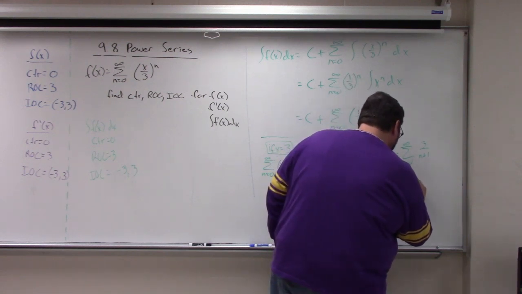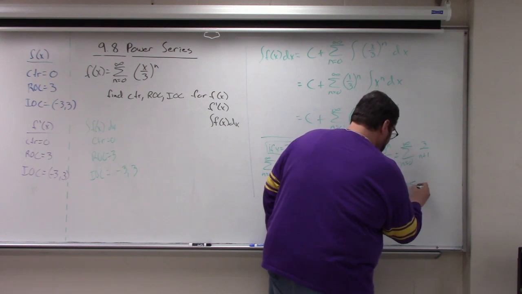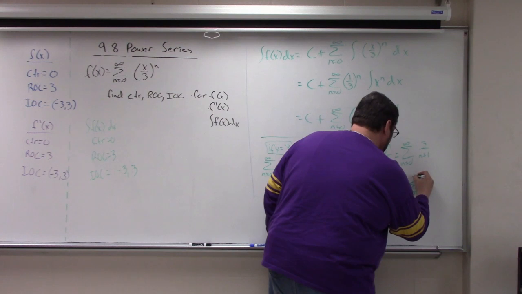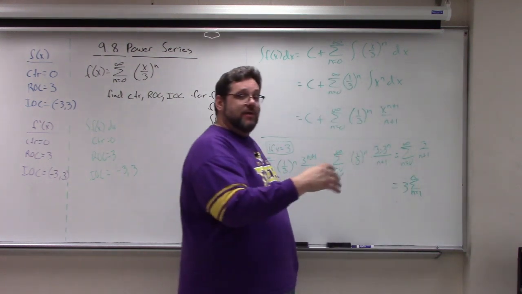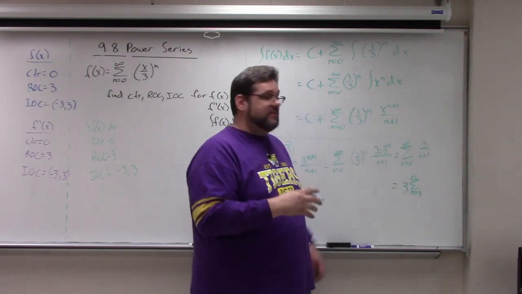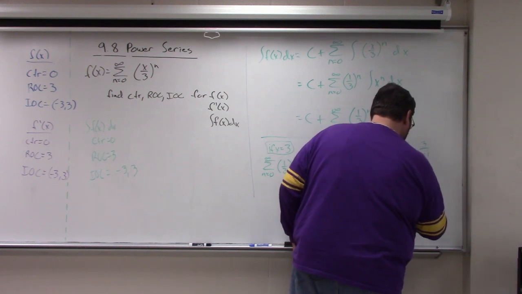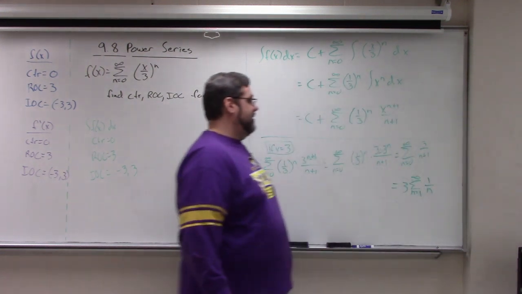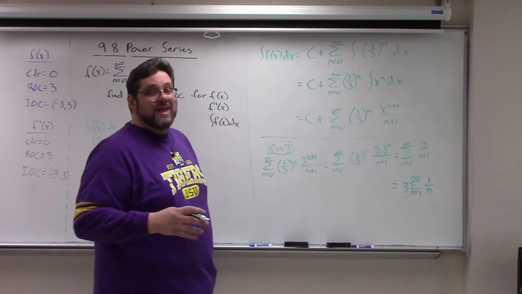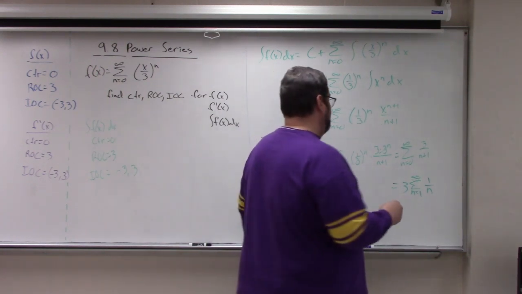I'm going to bring the constant out front, 3, times the sum. And now I'm going to change the index. Instead of starting at 0, I'm going to start at 1. Okay, and if you increase the index, then you have to decrease all the instances of your variable. So this is 1 over n. All right, 3 times the sum from n equals 1 to infinity, 1 over n. That's the harmonic series. It diverges.